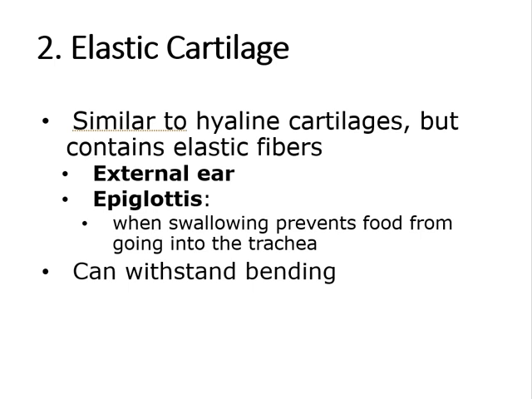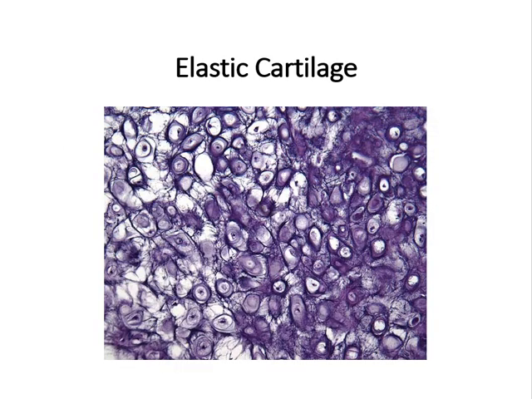trachea when you swallow. Now, again, the key thing about elastic cartilage is all those elastic fibers in that extracellular matrix between the lacunae that house chondrocytes. This is going to give that cartilage a lot of kind of resilience in bending, but being able to go back to its original shape.